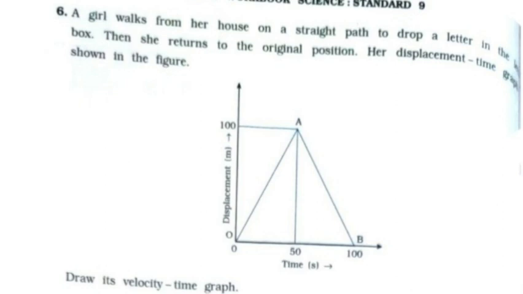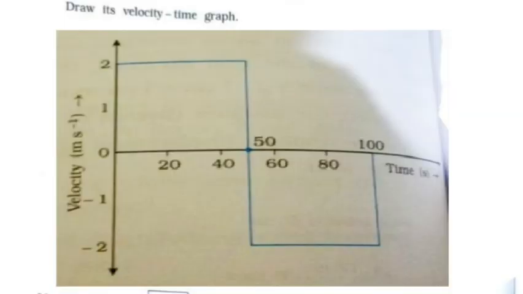Sixth one, a girl walks from her house on a straight path to drop a letter to the letter box. Then she returns to the original position. Her displacement time graph is shown in the figure. Draw its velocity time graph. So you can see the graph which is drawn. You need to draw the same type of graph.